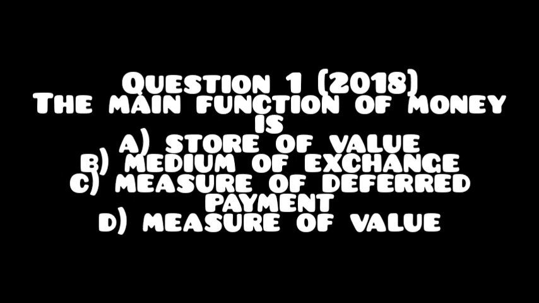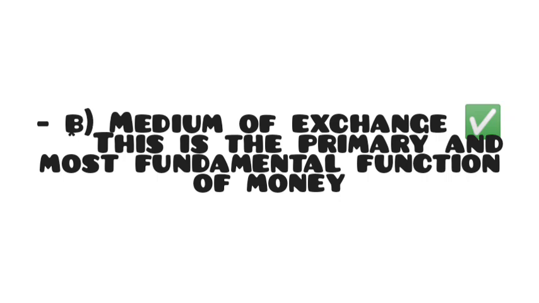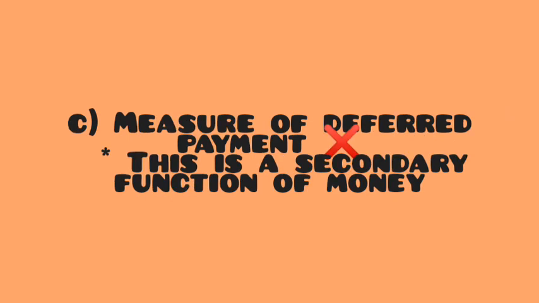What was our answer? Our answer is option B, which is medium of exchange. Let me analyze and explain. Store of value is wrong. Why? Because this is a function of money. It is a secondary function. This allows people to save money for future use. The primary and main function of money is to facilitate trade. That is why store of value, which is our first option, is wrong. Option B, which is medium of exchange, is our correct answer.